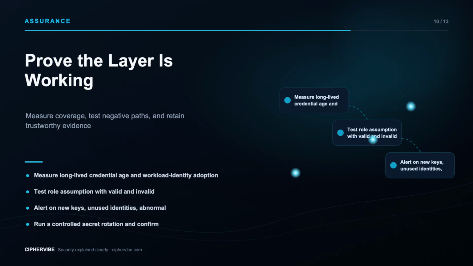Fourth, run a controlled secret rotation and confirm applications recover safely. Test both normal activity and a safe negative case in an authorized environment. Record the expected decision, the evidence location, the owner who reviews exceptions, and the rollback method. Repeat after platform changes, new integrations, or major shifts in business use.